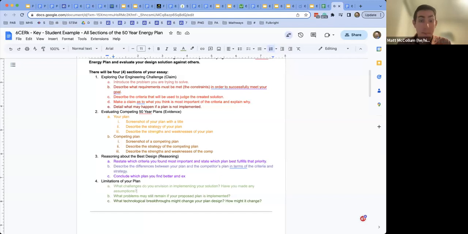And then finally, limitations of the plan are often some of the most challenging. What challenges do you envision implementing the plan? How does it actually match reality, and how does it maybe not match reality? What might happen if any tech breakthroughs happen with their plan design? We do have lots of supports that go with this. And Bradford, if you click on the next tab over.